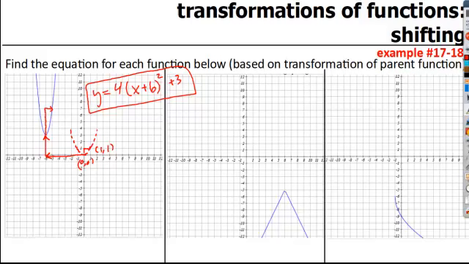Okay. All right, I want you to try the next one here on your own. It's absolute value. And I want you to see if you can find all the different parts to this. And again, the vertical shift, horizontal shift, any reflection, and any stretching or compression.